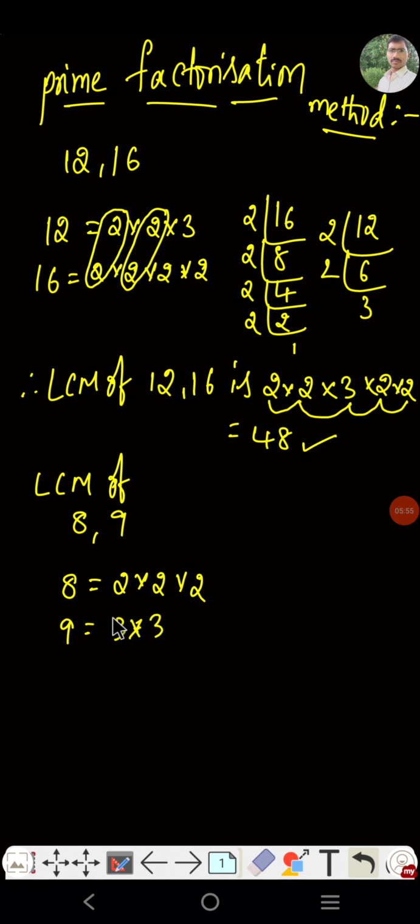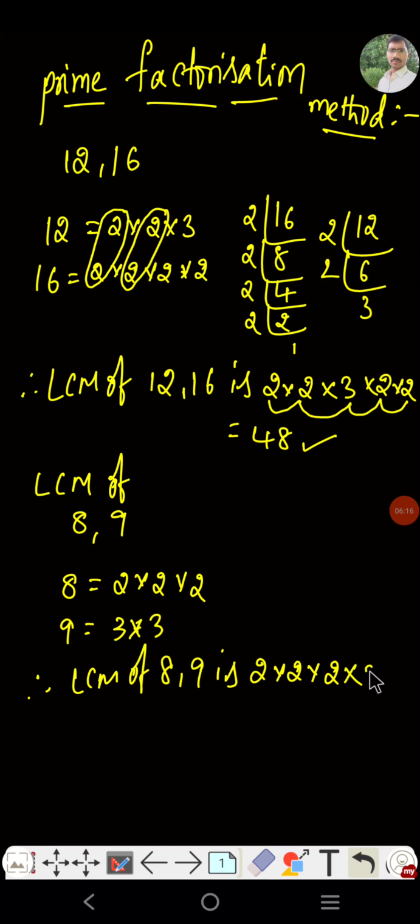Now, what are the common factors here? There is no common factor here. So if there are no common factors, therefore the LCM of 8 comma 9 is, since there is no common factor, multiply all the factors. That means 2 into 2 into 2 into 3 into 3, that is nothing but 72 here. So there are no common factors here.